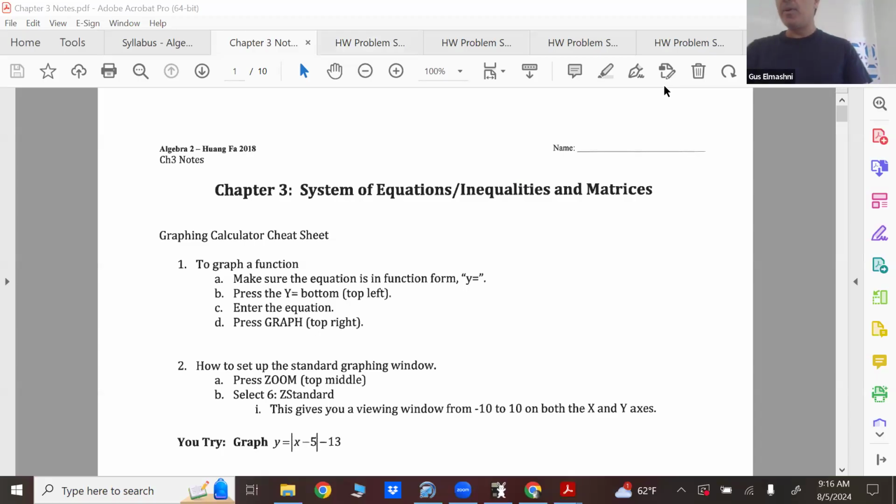Okay, cool. All right, so we're going to talk about chapter 3, systems of equations. Inequalities, I don't think I'm going to do with you guys. Matrices, I'm not going to do. Just going to focus on systems of equations in these set of notes. So this is a little cheat sheet on how to graph in the calculator. We'll come back to that in just a little bit.